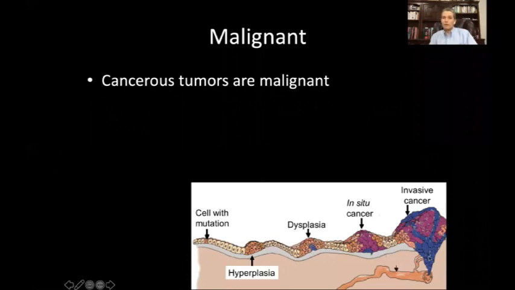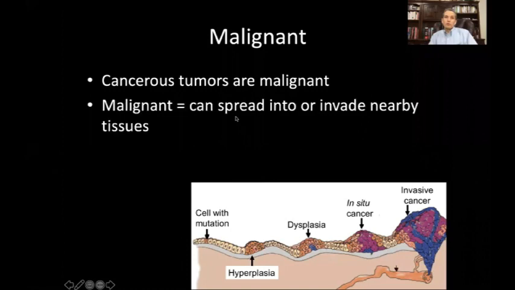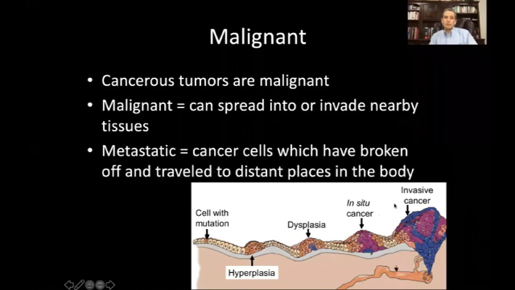But here you have this one invading the tissues. The benign tumor does not do that. Malignant tumors do, and they can spread into or invade nearby tissues. And metastatic, that means that the cancer cells have broken off and they've traveled to distant places, typically through the lymph vessels or through the blood vessels.